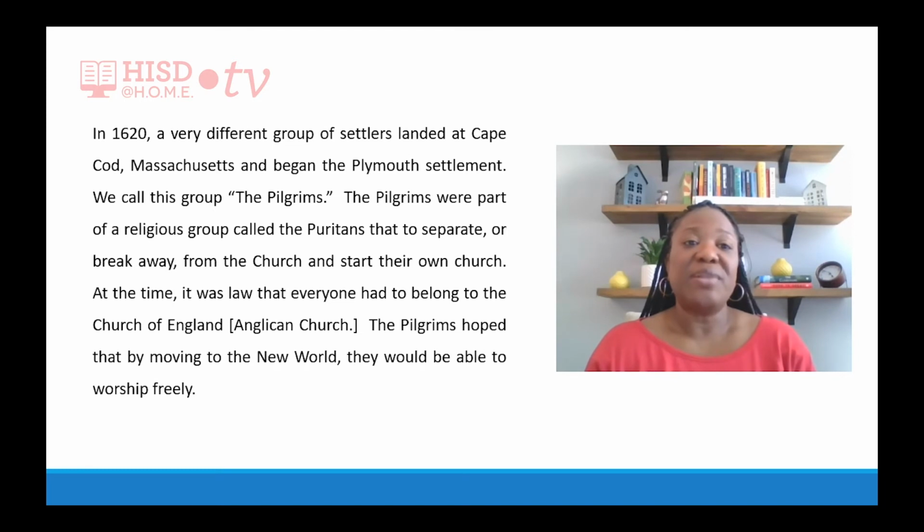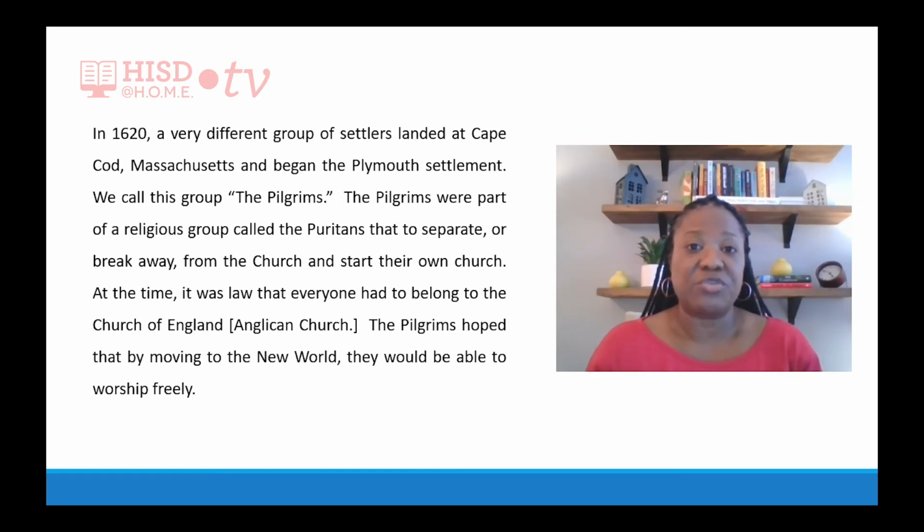Now in Plymouth in 1620, a very different group of settlers landed at Cape Cod, Massachusetts, and began the Plymouth settlement. We call this group the Pilgrims. The Pilgrims were part of a religious group called the Puritans that wanted to separate or break away from the church or start their own church. At the time, it was law that everyone had to belong to the Church of England. The Pilgrims hoped that by moving to the New World, they would be able to worship freely.